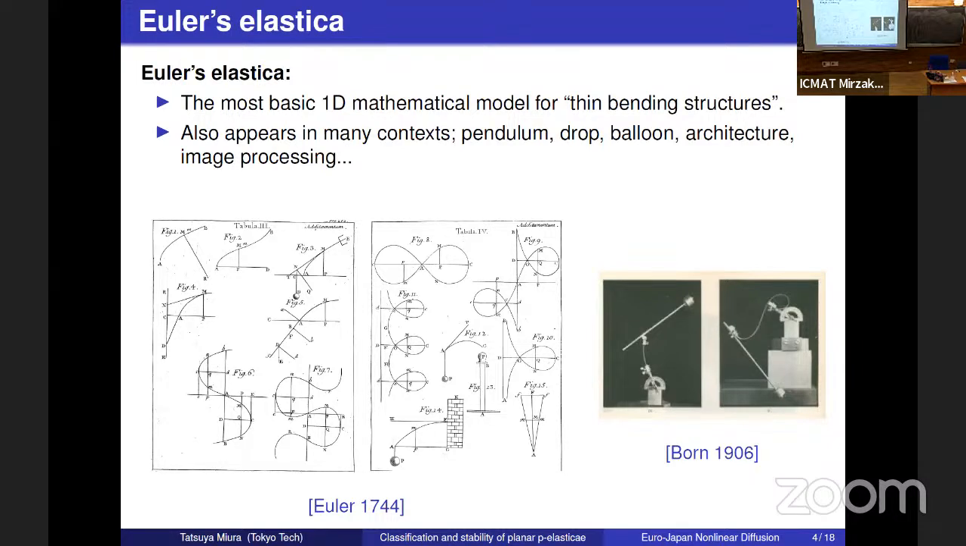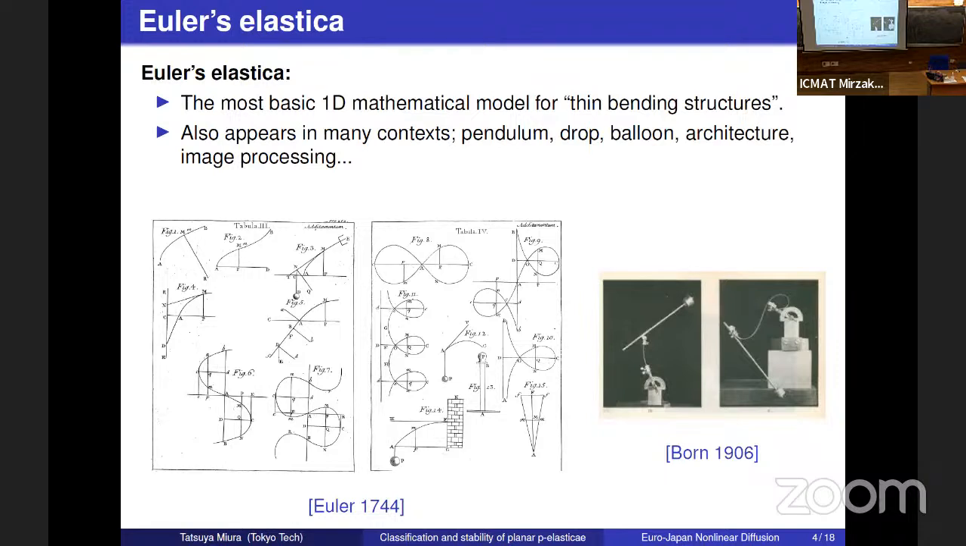Okay. What is Euler's elastica? Actually, this is a very classical concept, and the most basic 1D mathematical model for bending structures. And this model also appears in many contexts other than bending structures, such as pendulum, rock, balloon, architectures, and image processing, and so on. There are many applications. But anyway, first, this problem is proposed by Daniel Bernoulli.